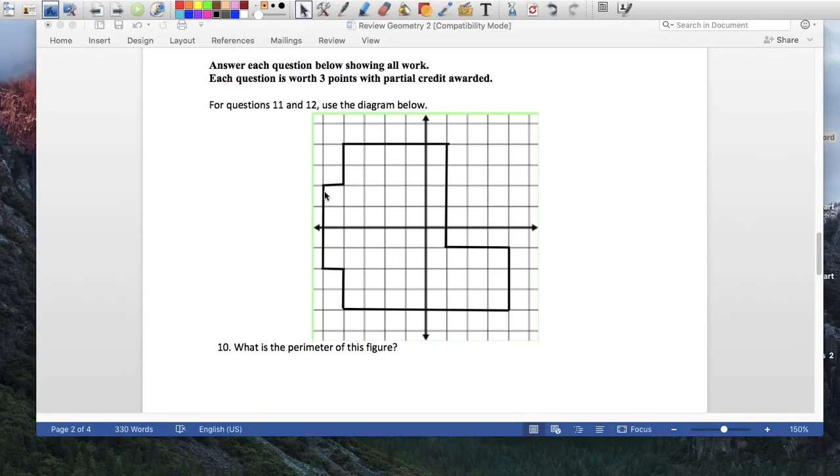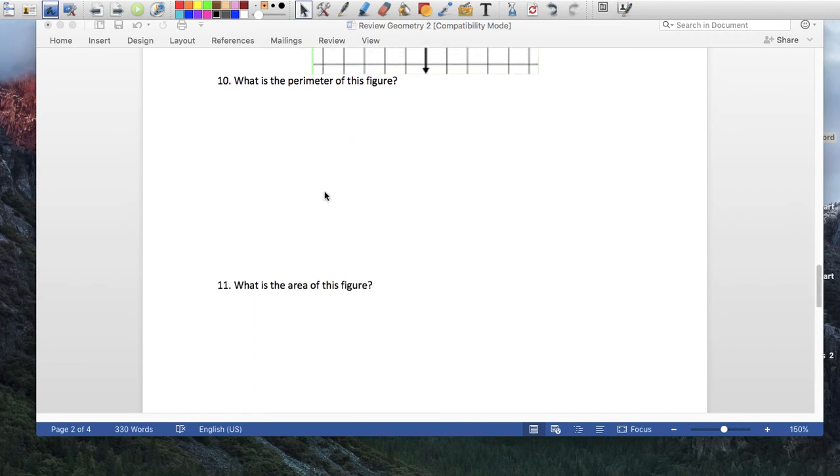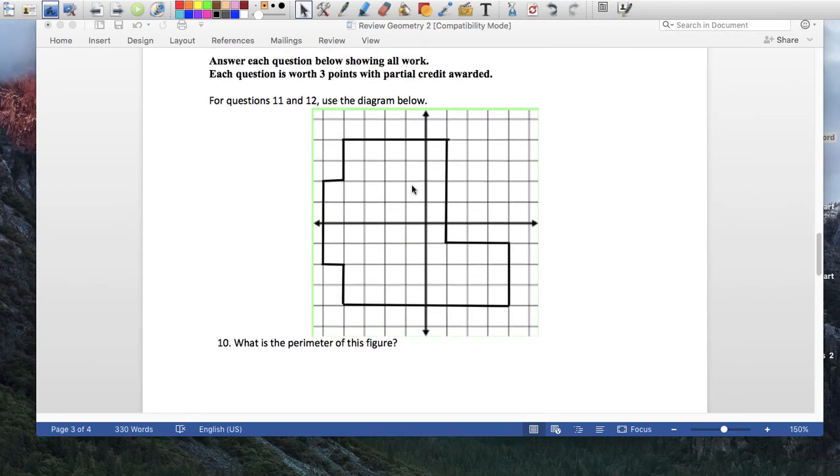Let's move on. We have question 10. We want the perimeter and the area. Okay, that's not that bad. So let's do the perimeter. I do perimeter like this. So the perimeter is just the distance around.